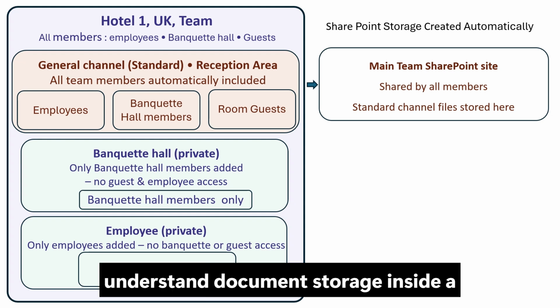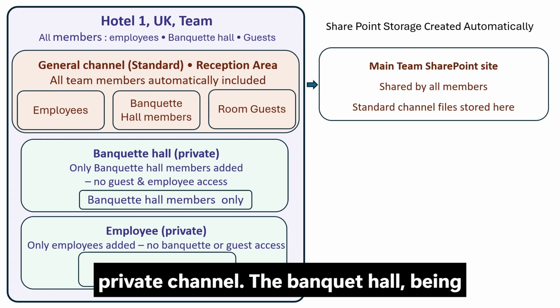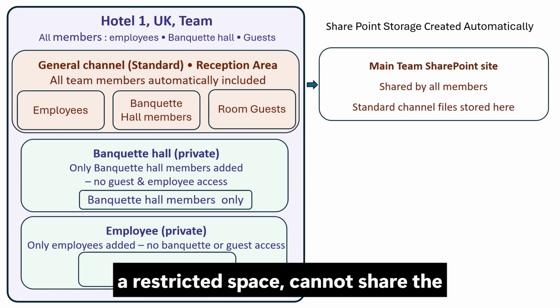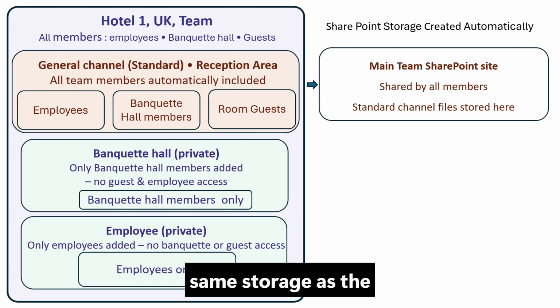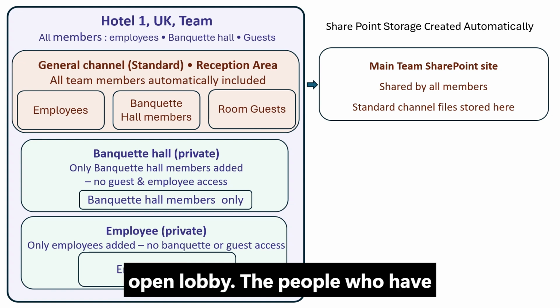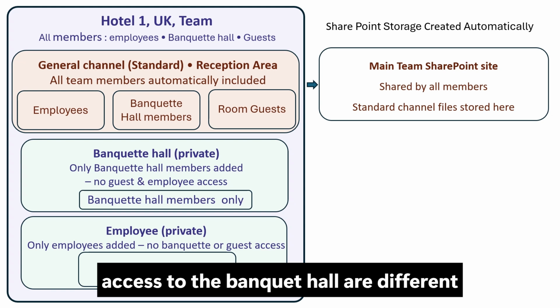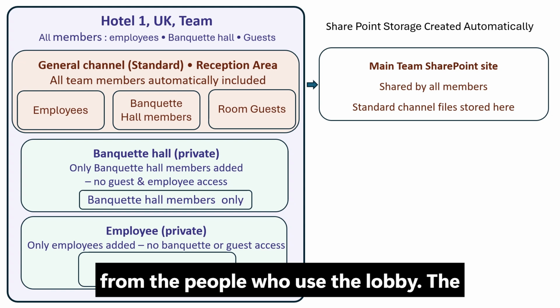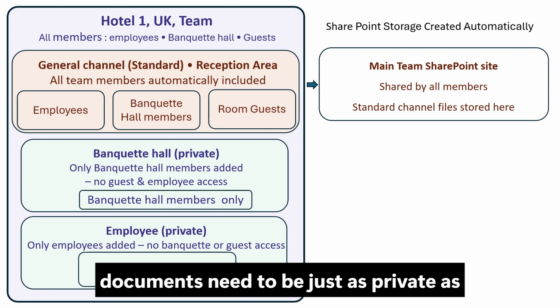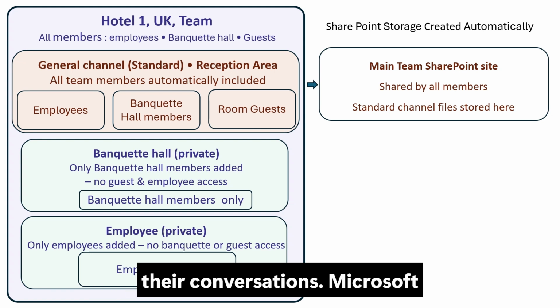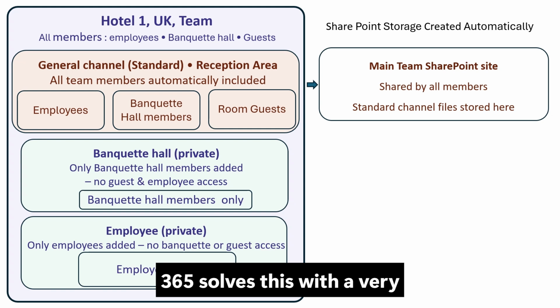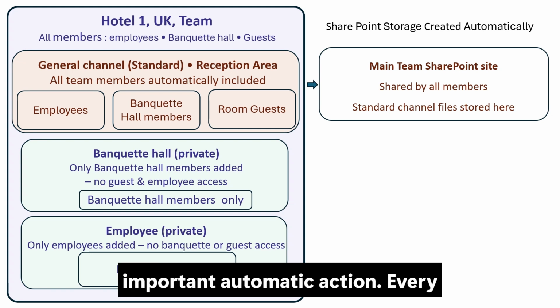Now let's understand document storage inside a private channel. The banquet hall, being a restricted space, cannot share the same storage as the open lobby. The people who have access to the banquet hall are different from the people who use the lobby. Their documents need to be just as private as their conversations. Microsoft 365 solves this with a very important automatic action.